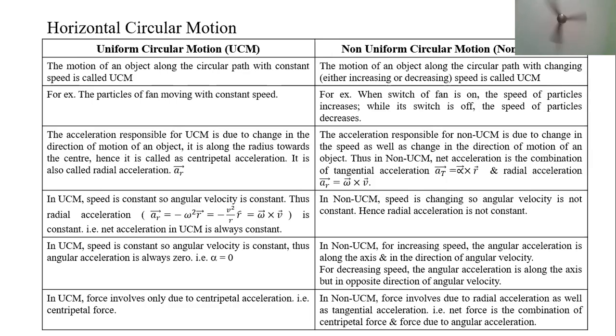But when we stop the fan, the speed of the fan decreases. At that time, every particle performs circular motion, but with decreasing speed, that is, changing speed. When we switch off, that is non-uniform circular motion. Again, if we switch on the fan, the speed increases until it attains the maximum speed. At that time, the motion of the particles of the fan is non-uniform motion. That is the difference.